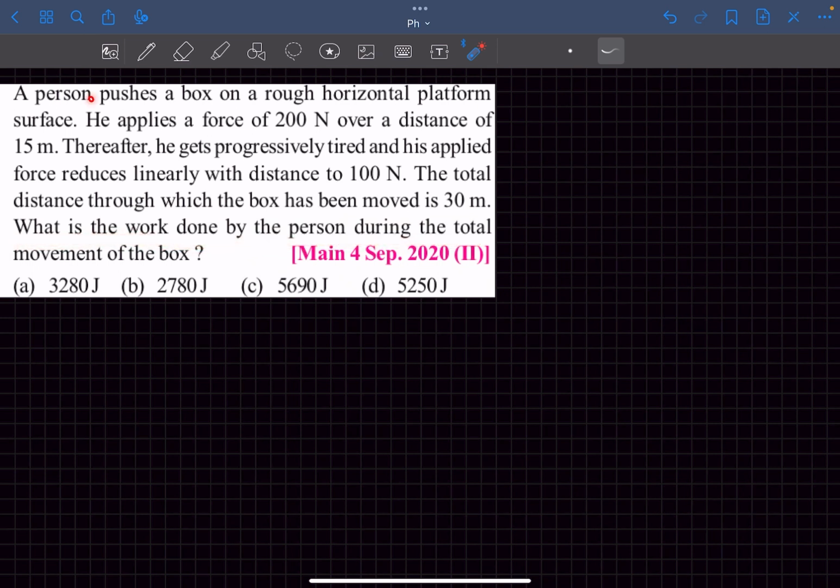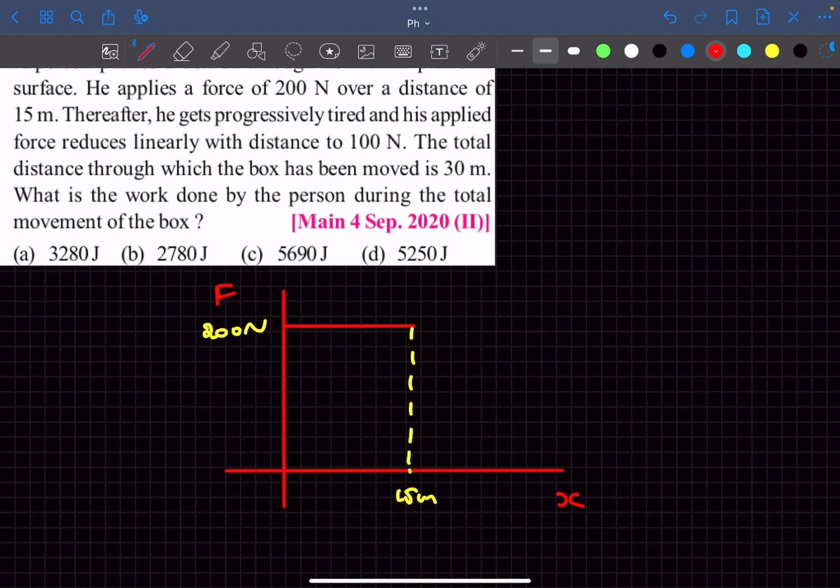So clearly in this problem, what they have given us is how the force is varying with the distance. So the best method here is to draw an F-x curve, right? If I draw the force versus displacement curve, initially it's given that for 15 meters the force was constant and equal to 200 Newton, and thereafter it decreases linearly with distance and becomes 100 Newton. And the total distance is given to be 30 meters. So this would be the F-x curve for the situation.